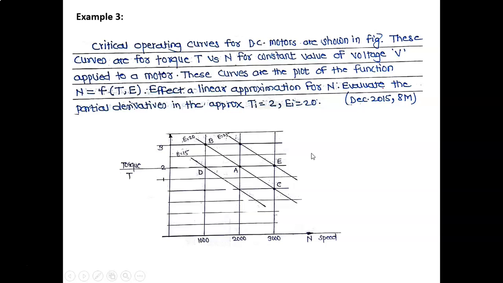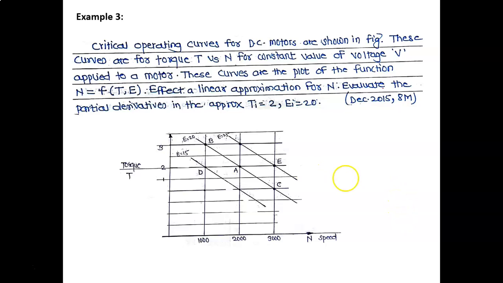Therefore, these are the curves they have provided in the problem. On the y-axis torque is there, values are 1, 2, 3. On the x-axis speed is there, values are 1000, 2000 and 3000. And due to interaction of the torque and speed, there is a change in voltage, that is E is equal to 15, E is equal to 20 and E is equal to 25. Therefore, these are the curves given and this is the problem. We have to find out the linear approximation.